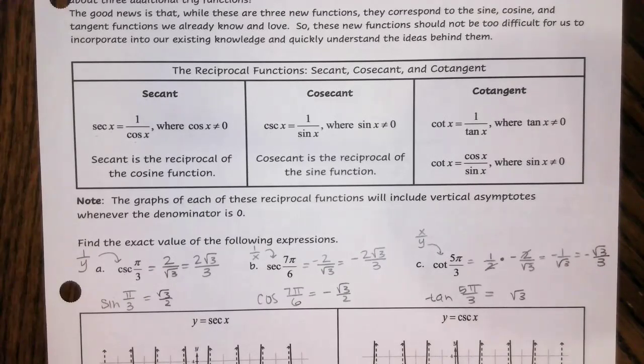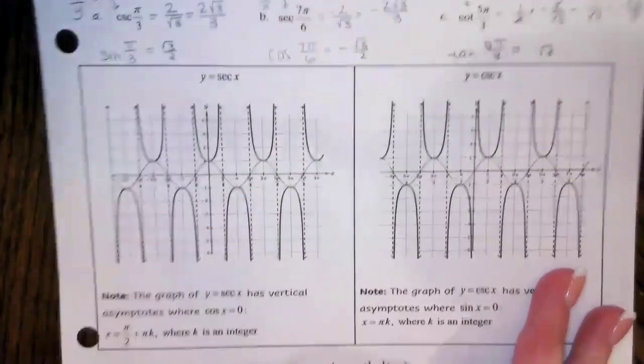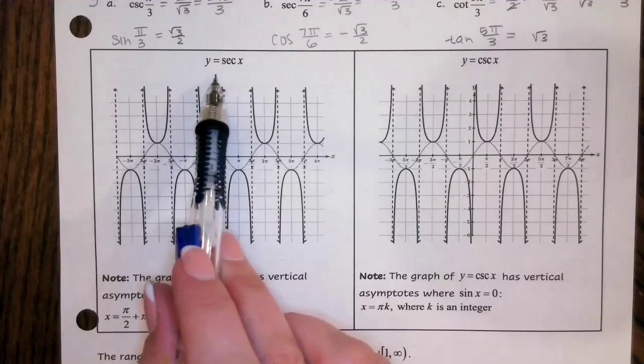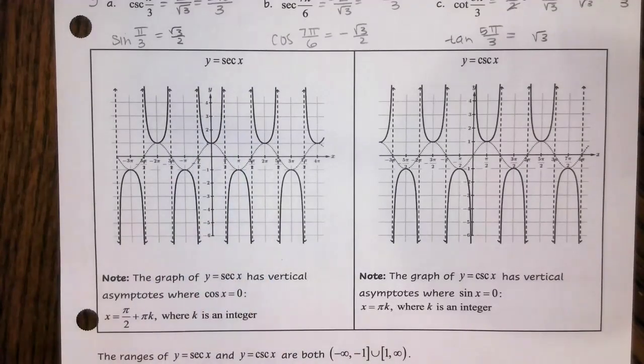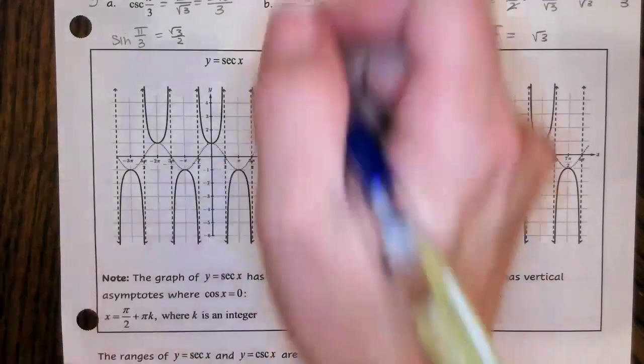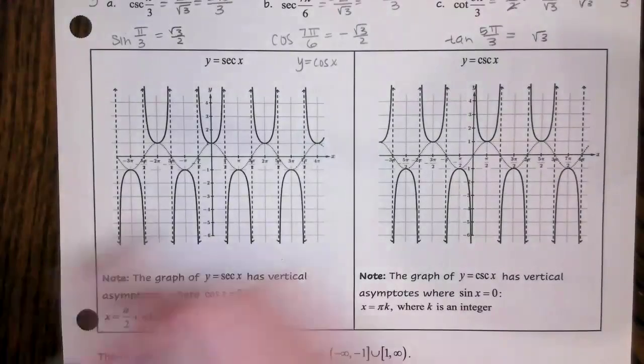All right. Now let's talk about the graphs of these. The graphs look a little bit different than what you're used to here. It's kind of a cool picture, though. Our first one, y equals secant, is the reciprocal of cosine. To graph these, the easiest way is to graph the cosine first. That's what we see right here. So the first thing I would graph is y equals cosine x.